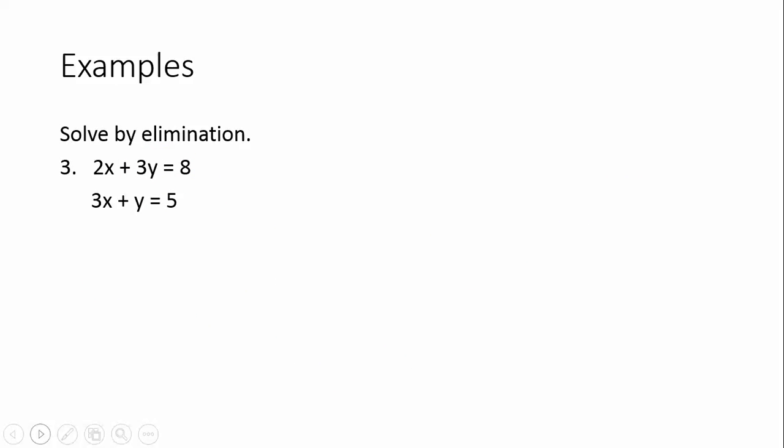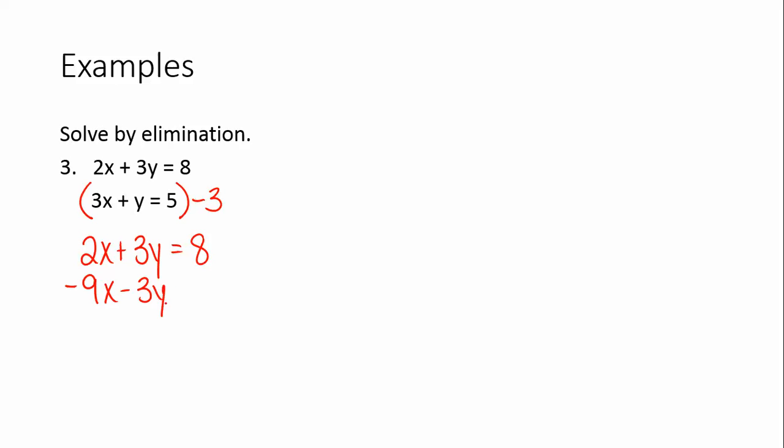Example 3, we want to solve by elimination. Remember, in elimination, we need the coefficient on the variable to be the same, but opposite in sign. So I have 2x and 3x. I also have 3y and 1y. It's a little easier on this one to multiply the bottom equation by a negative 3, because that will make my y's eliminate. If I wanted to eliminate x, I would have to multiply the top equation and the bottom equation. So I'm going to rewrite the first equation, 2x plus 3y equals 8. I'm going to multiply every term in the bottom by negative 3.